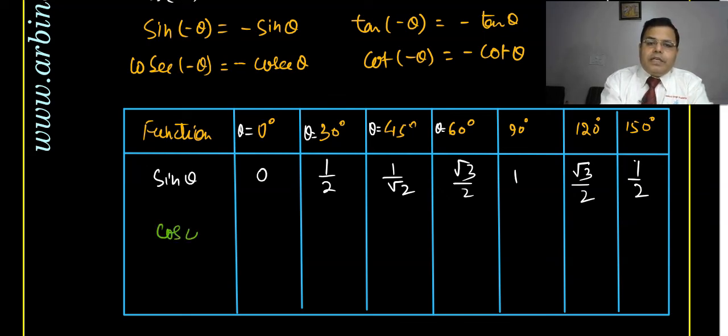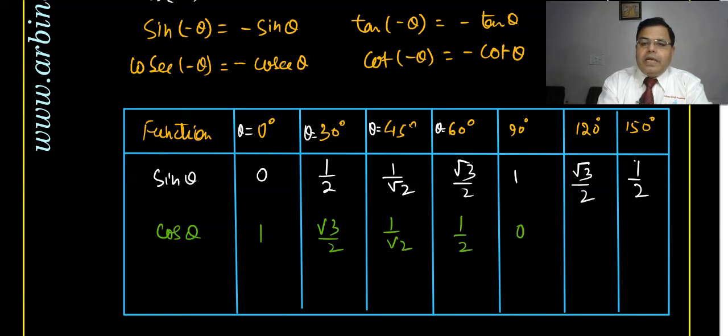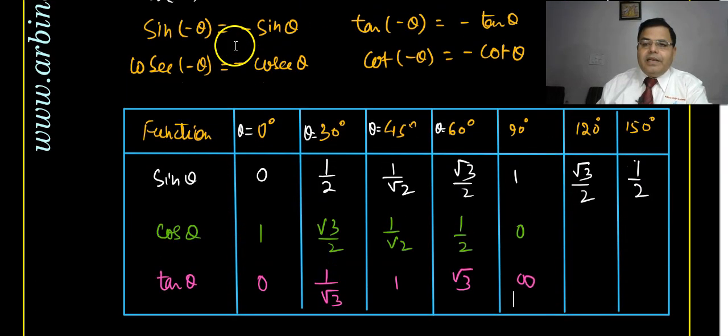And then cos theta. Cos 0 is 1, then root 3 by 2, then 1 by root 2, then 1 by 2, and 0. Again, 120 lies in the second quadrant. I'll put the value later on when we calculate it and explain it. Tan theta: tan 0 is 0, tan 30 is 1 by root 3, tan 45 is 1, tan 60 is root 3, and tan 90 is not defined. Tan 120 will also be negative, and 150, but let me calculate and then I'll show you.